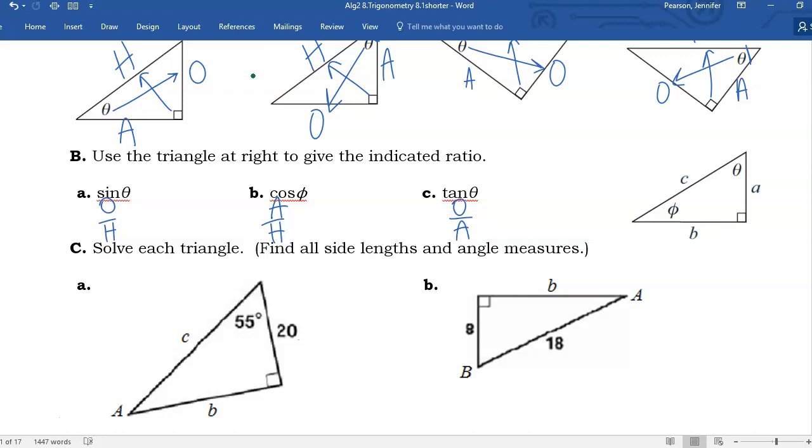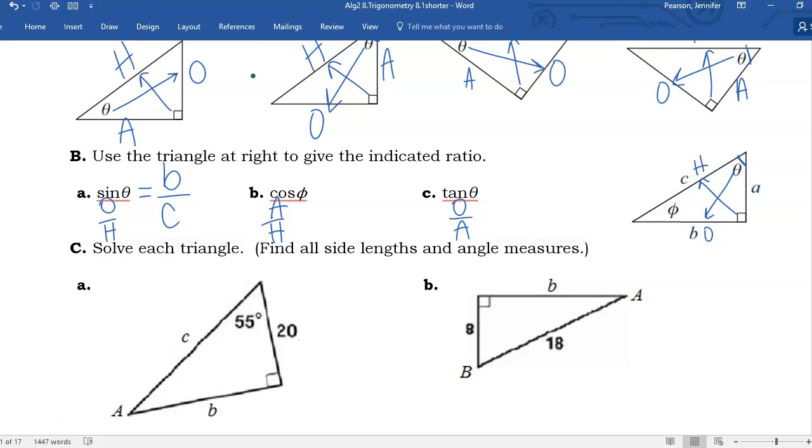SOHCAHTOA. So letter A says, what is the sine of theta? Theta's up here in this corner. From theta, I need the opposite, and I need the hypotenuse across from the right angle. So I'm going to put those into my fraction. The sine of theta is equal to the opposite, which I saw by B, over the hypotenuse, which we see as length of C. The sine of theta is B over C.